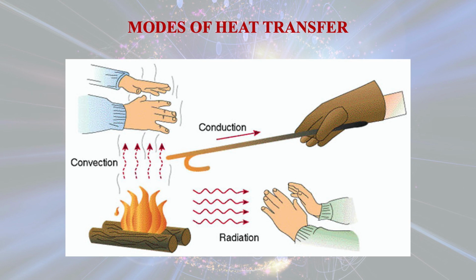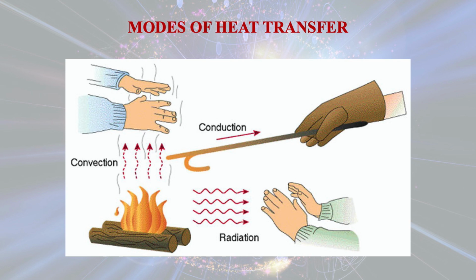So the low density air will move up in the upward direction, and the high density air will come from top to bottom. So there will be circulation of hot air from bottom to top, and again there will be circulation of cold air from top to bottom.